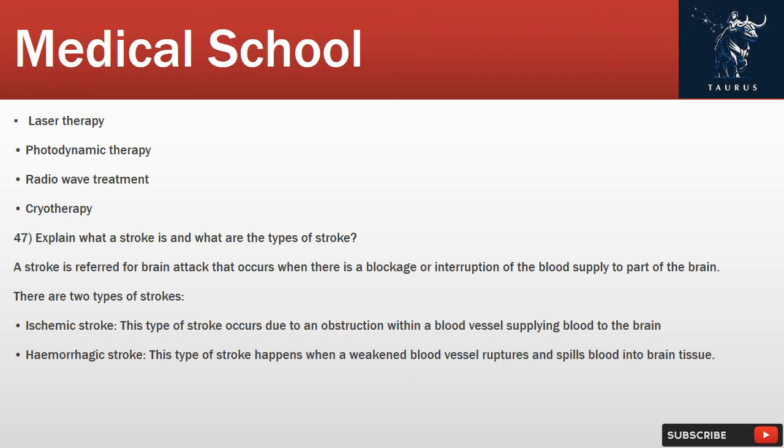47. Explain what a stroke is and what are the types of stroke. A stroke is referred to as a brain attack that occurs when there is a blockage or interruption of the blood supply to part of the brain. There are two types of strokes. Ischemic stroke: this type of stroke occurs due to an obstruction within a blood vessel supplying blood to the brain. Hemorrhagic stroke: this type of stroke happens when a weakened blood vessel ruptures and spills blood into brain tissue.